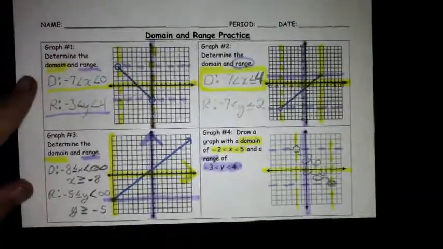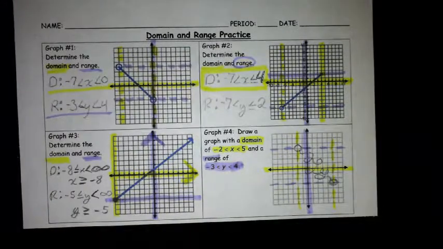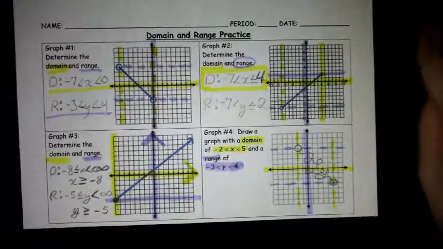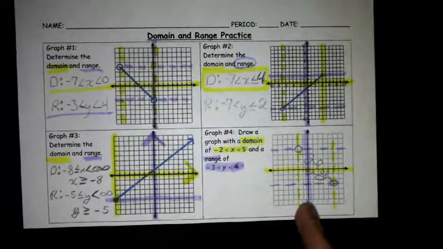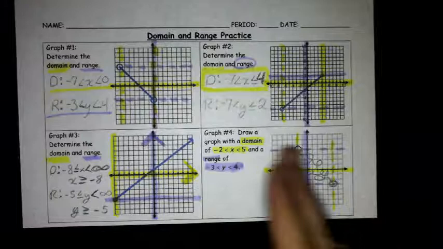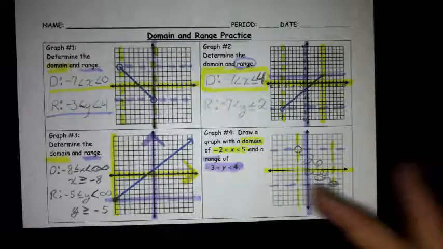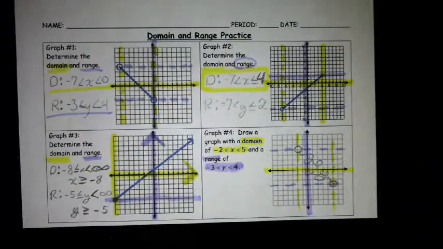So hopefully you now have a good understanding of domain and range. Highlighters are nice and very helpful for this, so you're welcome to use highlighters on any of these assignments. Or just get used to using pencil and understanding that the y and the x, you're actually kind of looking at them crossways.